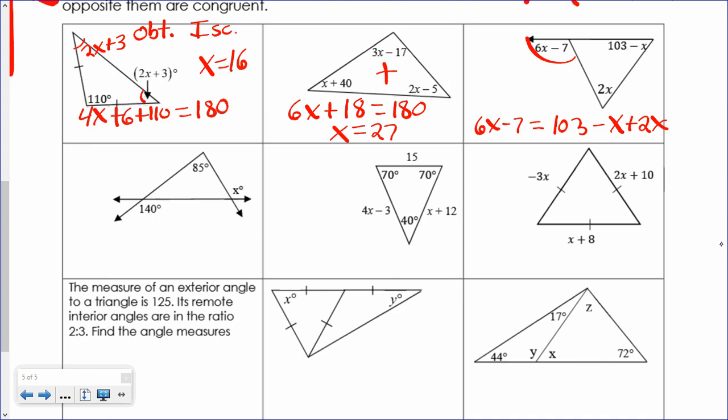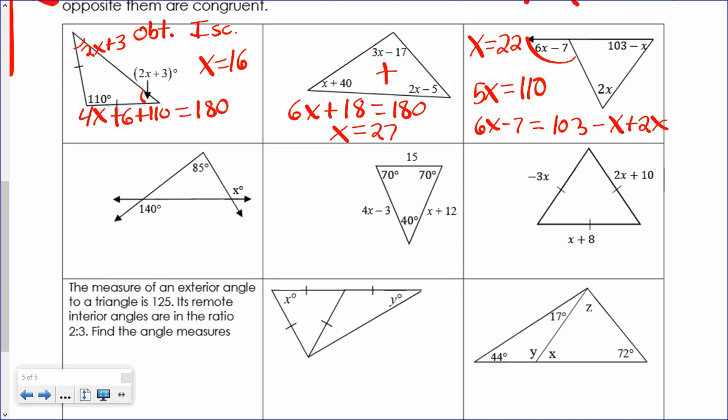Everybody understand how I wrote that equation? Okay. You solve it. Let's see. That would be 22. Or wait, nope, just kidding. I made a mistake. That would be a 5, right? Okay. X equals 22. Right?